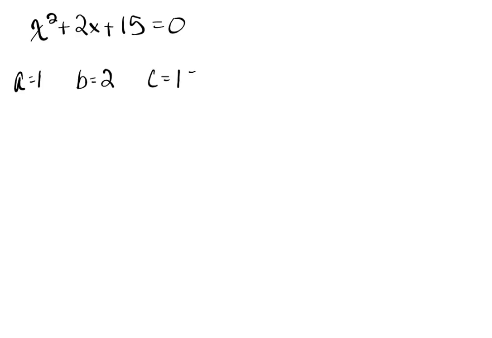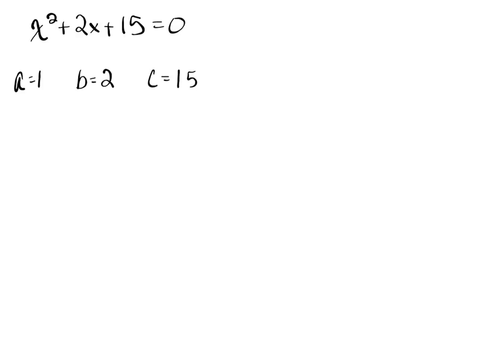Today's topic, the quadratic formula. Alright, so let's look at a quadratic. Just a general quadratic. Let's look at something like x squared plus 2x plus 15 equals 0. Now, just like I've told you 100 billion times, well, not quite 100 billion times, but quite a few times, we're going to identify A, B, and C. So A is 1, B is 2, and C is 15.